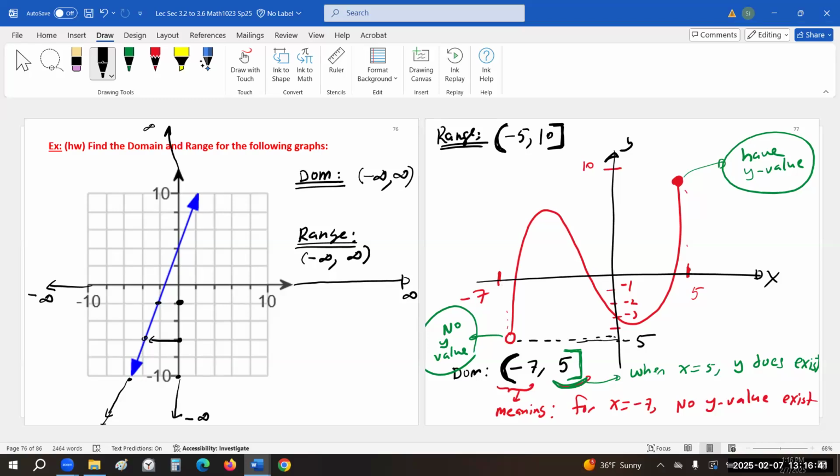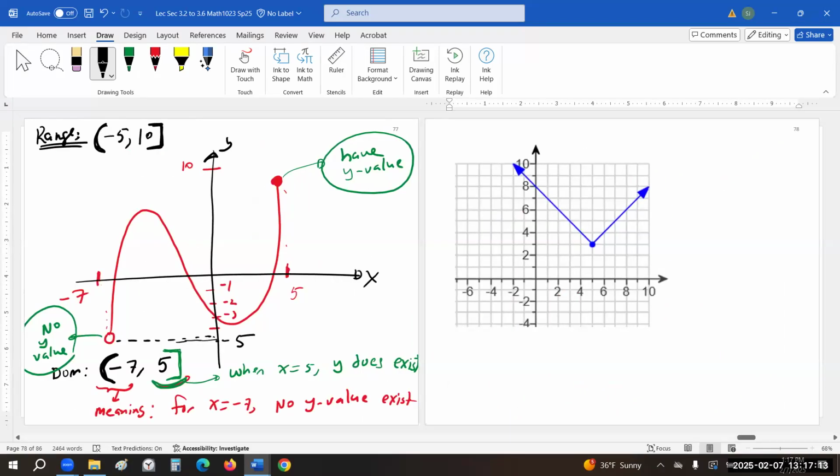So I did 2 examples with you. One with continuous, it's growing forever. So when it grows forever, we have negative infinity to positive infinity. But when you only have a portion, we have to look at the numbers. Do we have the number in the graph, or we don't have the number in the graph? If we don't, we represent by parentheses.